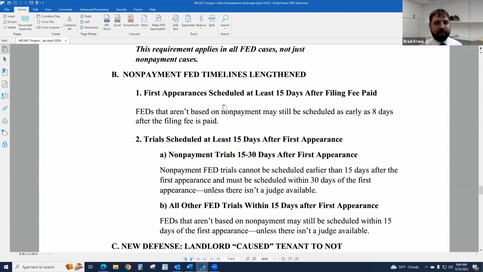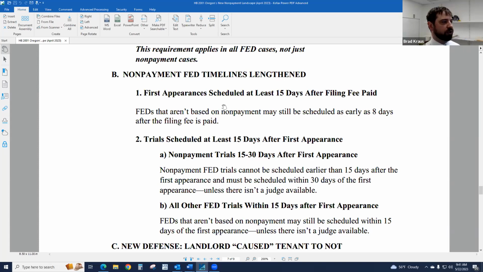Continuing forward with non-payment timelines, these have been extended, unfortunately. It used to be that we could get into court as early as 8 days after the filing fee was paid for non-payment cases. Now the first appearance is scheduled at least 15 days after the filing fee is paid. So that extends things quite a bit. In a lot of circumstances, it extends it by 2 weeks because certain courts only do their eviction first appearances on particular days.